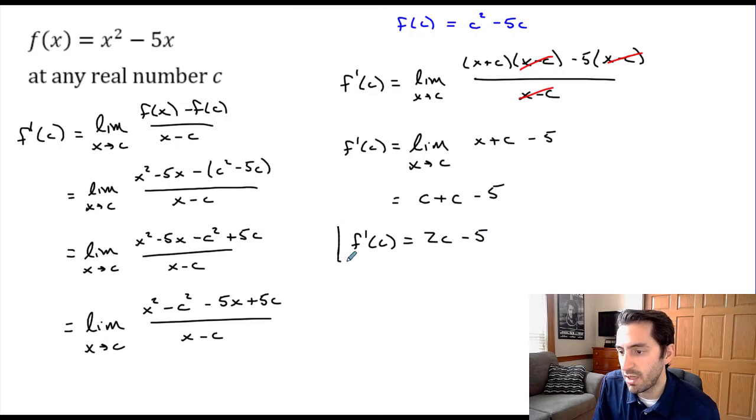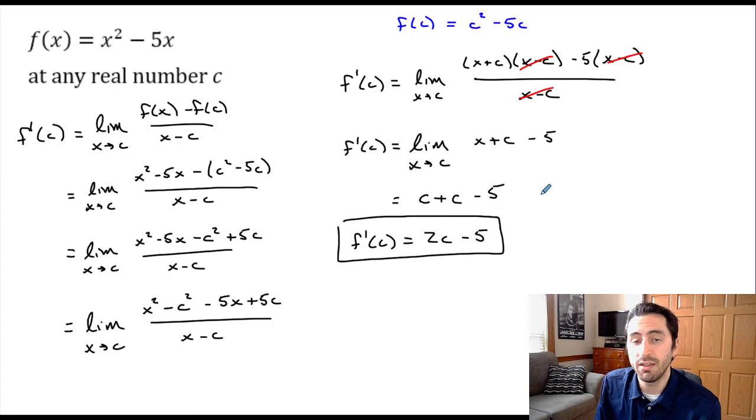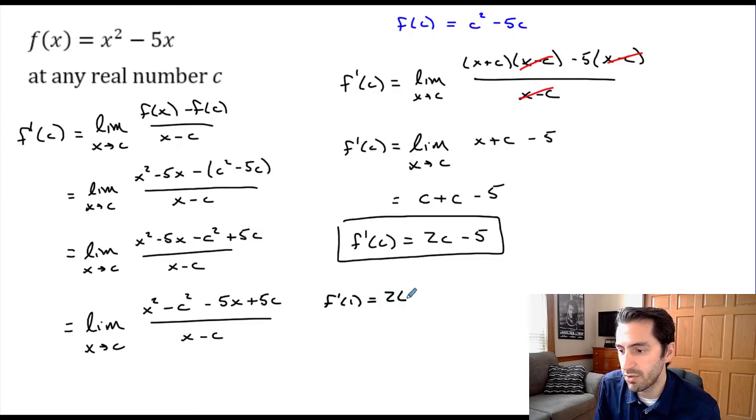And this gives me a general formula that I could use to find the instantaneous rate of change for any value of c. If we go back to the value of 1 that we had before, we found that our instantaneous rate of change at 1 was -3. Well, if I plug in f prime of 1, it's going to be 2 times 1 minus 5, so we also get -3.